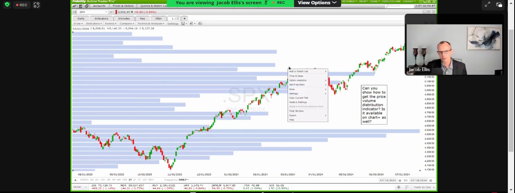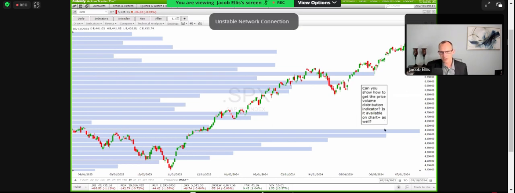You could also right click anywhere on the body of the chart, come to settings, and then you can choose to hide or show that price volume distribution. The other follow-on question was whether or not this is available on Chart Plus as well. It is, but the functionality there is a little different.